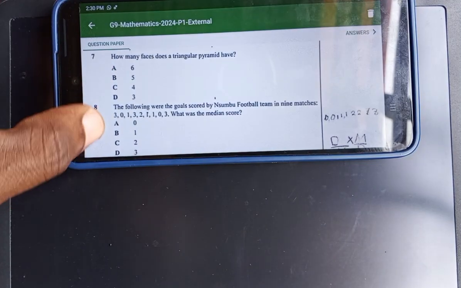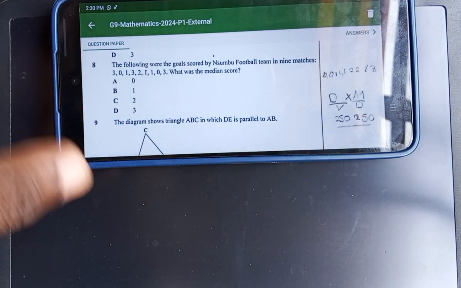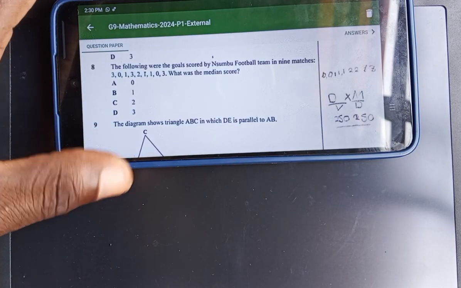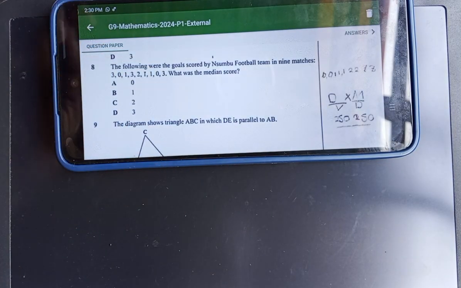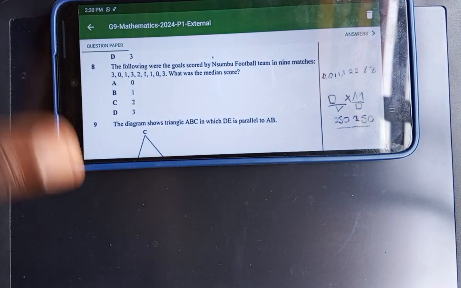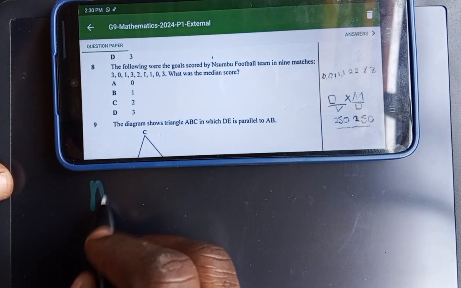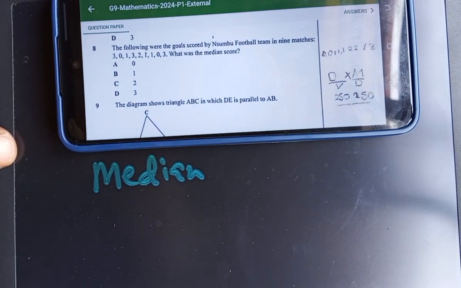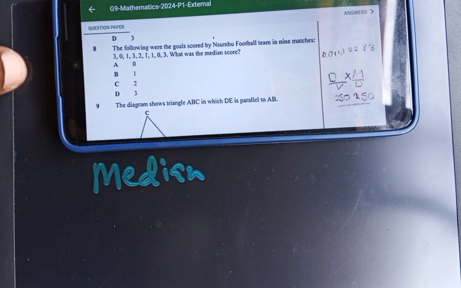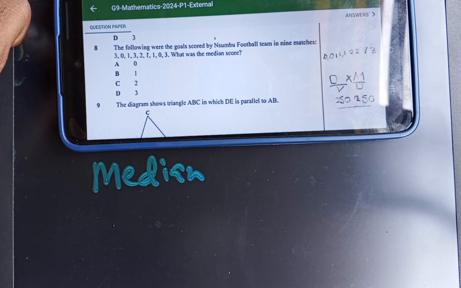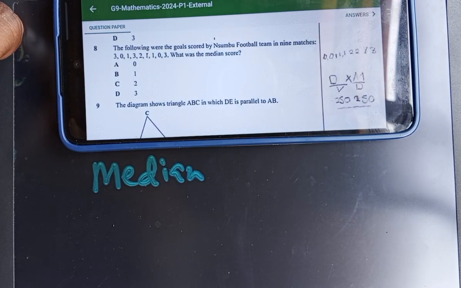Number 8 is saying, the following were the goals scored by Zumbu football team in 9 matches. So we have these numbers here. Calculate the median. The word median simply means the middle term, found by arranging the numbers in ascending order or descending order.